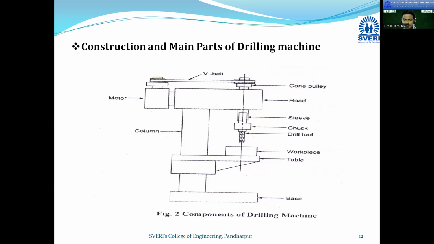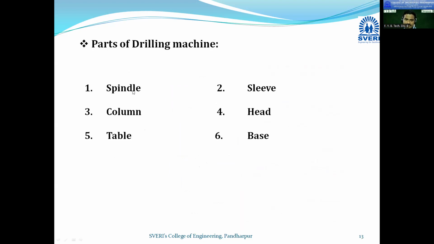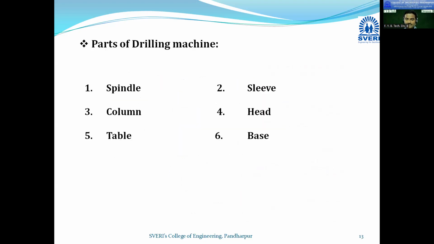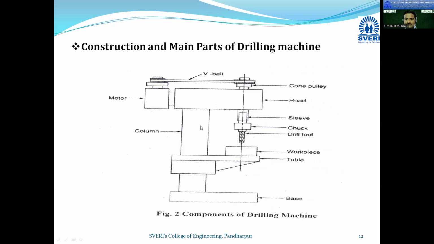So this spindle is where you can hold your drilling tool, or multi-point cutting tool. Then second is the sleeve. This is the sleeve part in which you can insert the drilling tool. Then next is the column. This is the column. It is mounted on the base, so this column is fixed at the bottom.